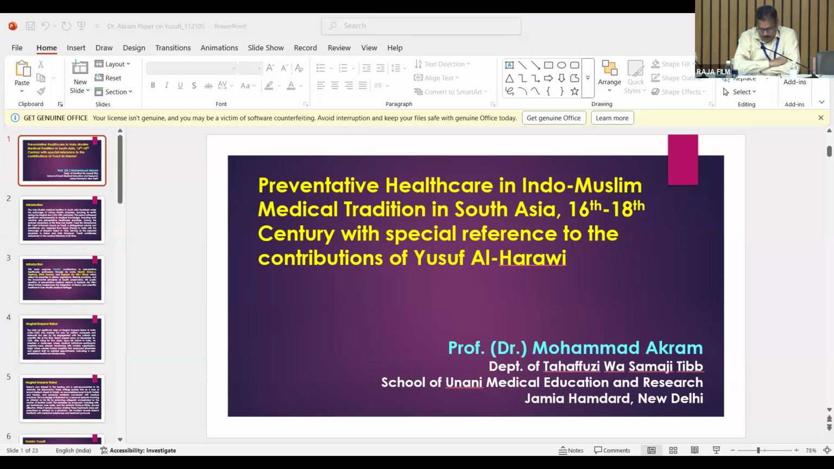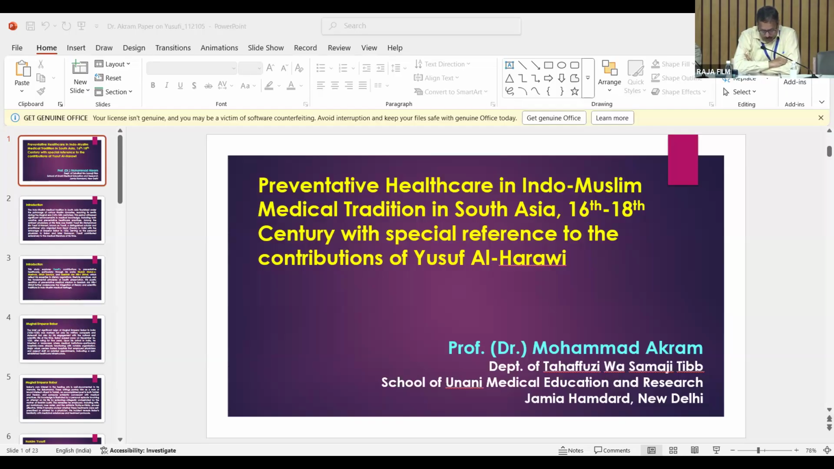The Indo-Muslim medical tradition in South Asia flourished under the patronage of various Muslim rulers, reaching its zenith during the Mughal era, 16th to 18th century. This period witnessed significant advancement in medical knowledge, including both curative and preventive healthcare practices.